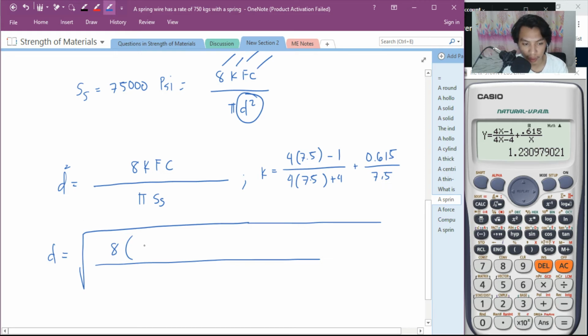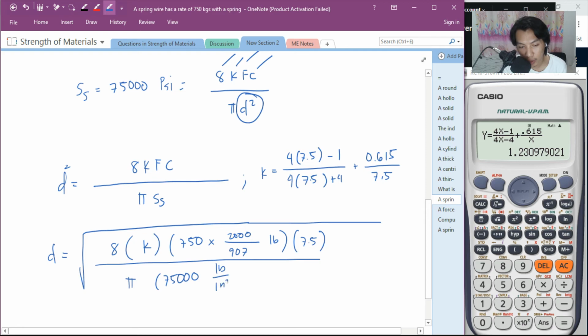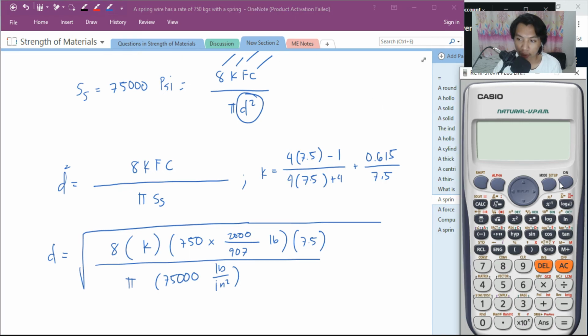The K, I'll just put here as K. Then 750 times 2,000 over 907. But it can also be 2.205 divided by 1 kilogram. But I prefer this one. What comes out here is in pounds. K is unitless, so that's fine. C is 7.5. Then pi, and S is 75,000 pounds per inch squared. What comes out is just inch squared. So this is ready.